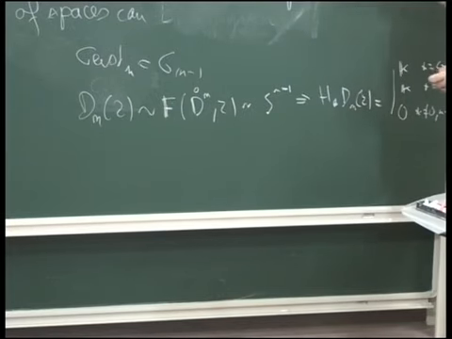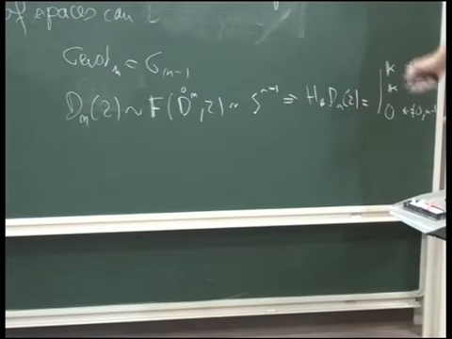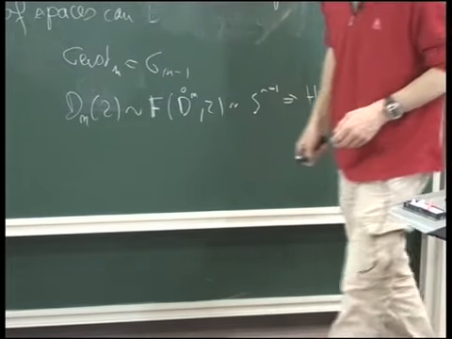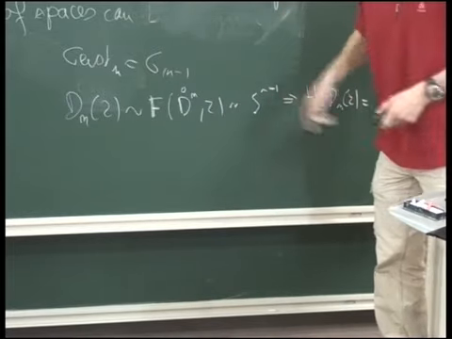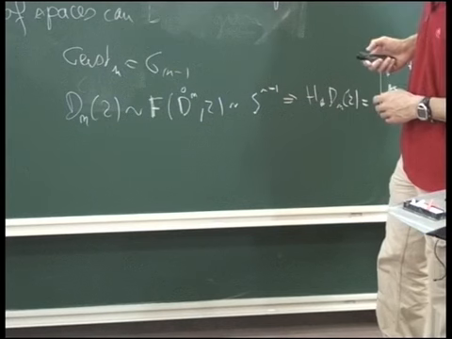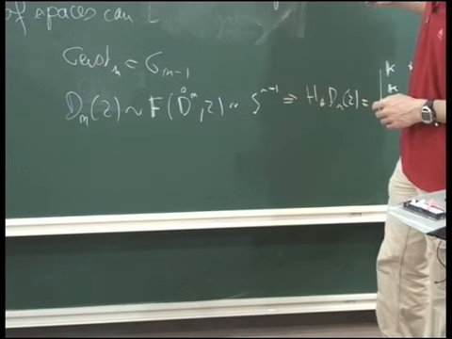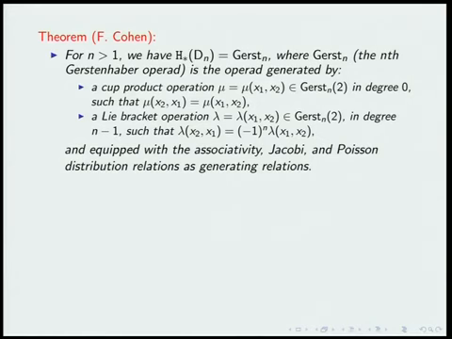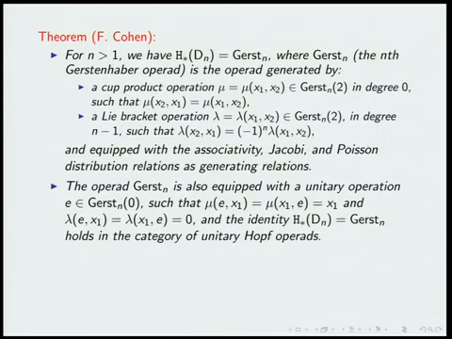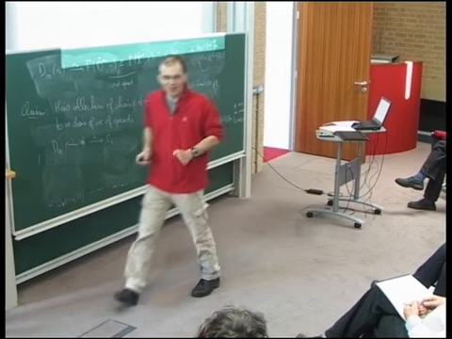So this mu is the fundamental class of the point, and this lambda is the fundamental class of the n-1 dimensional sphere. So this n-1 here was referring to this dimension. And you have generating relations. I'm not going to recall these relations. You have the associativity relation for mu, the Jacobi relation for lambda, and the Poisson distribution relation between mu and lambda.